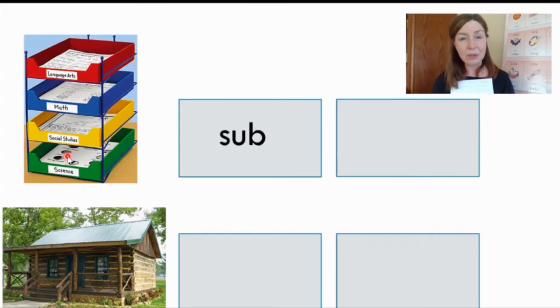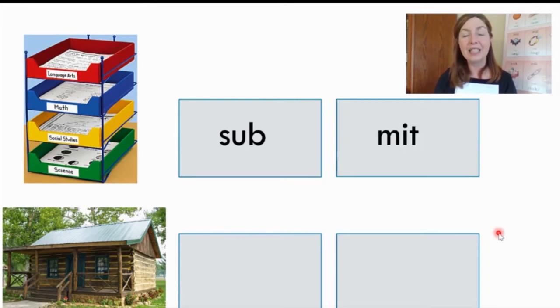The second syllable, or part of the word submit, is mit. Submit. Tap it with me. Mit. Go ahead and write it here in the second syllable frame. And take a look. M-I-T, mit. Excellent. We have one last one, cabin. The word cabin. Go ahead and try that one on your own.